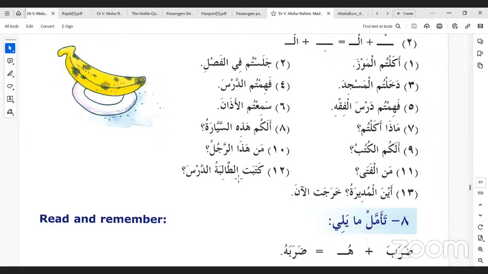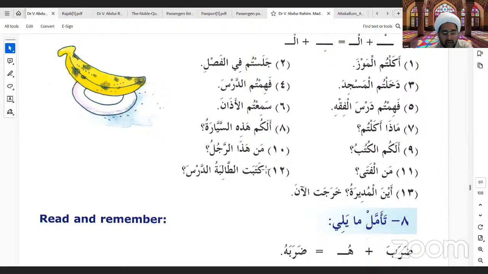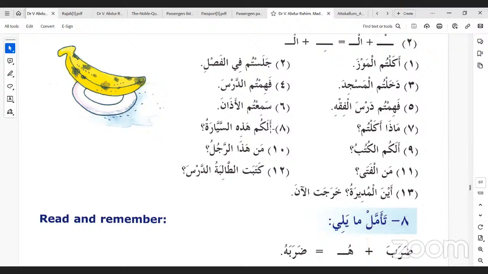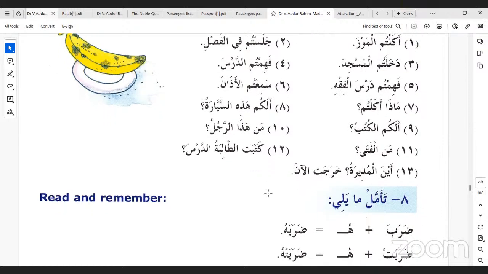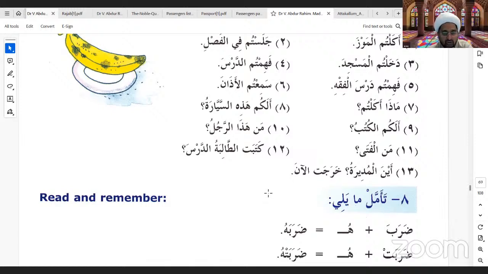How do you translate? There should be a question in the beginning. It should be katabat talibatu ad-darsa. They put a question mark, but there's no alif. There should be an alif with the hamza on top to make it into a question form. And without that, it wouldn't be a question, just a statement that the female student wrote the lesson.